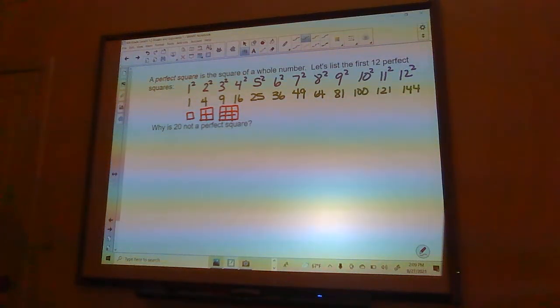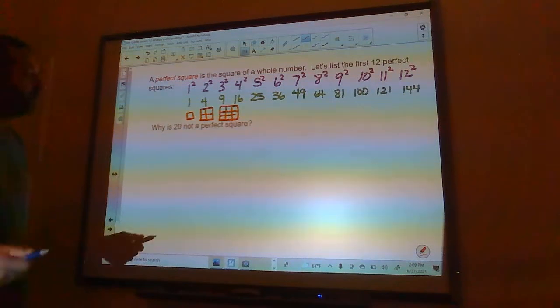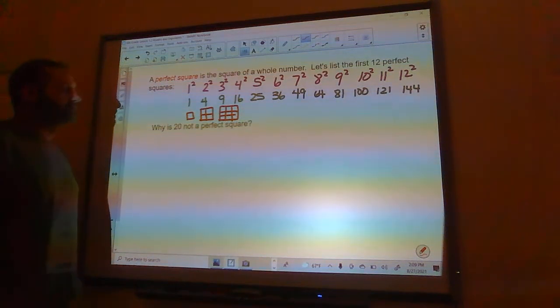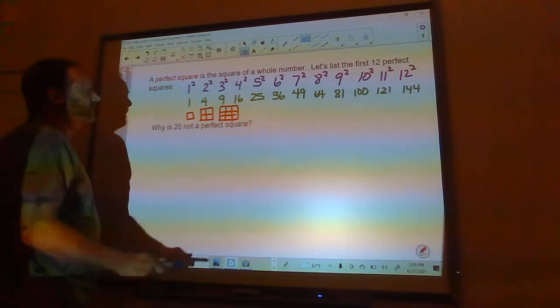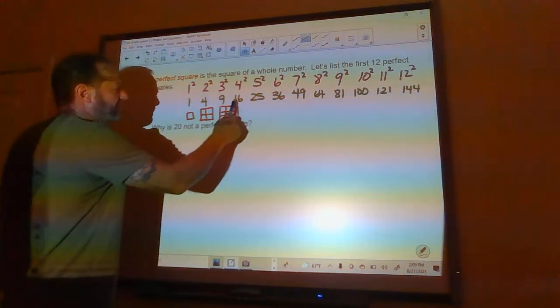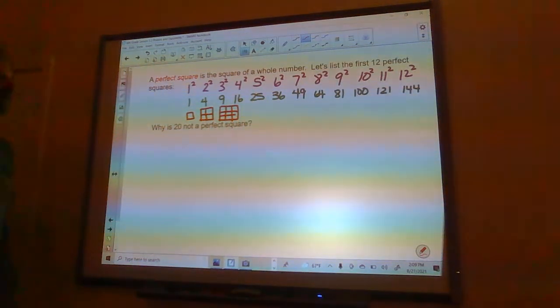So why is 20 not a perfect square? Well, there's a couple reasons. One, there is no whole number that you can write that when you multiply it by itself is 20. So if you look here, 4 squared is 16, but 5 squared is 25. It skips all the numbers between 16 and 25.